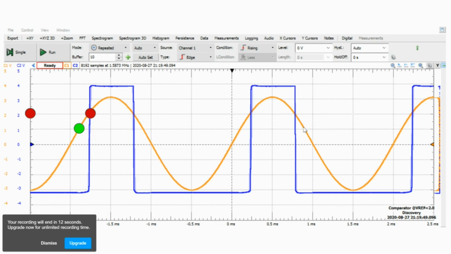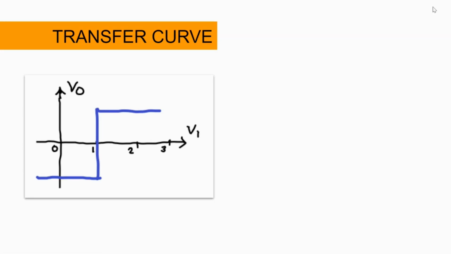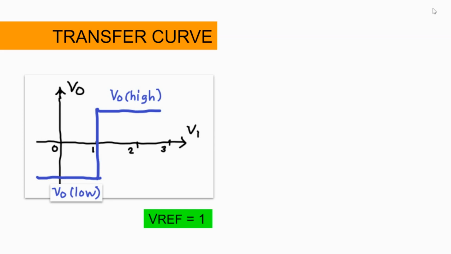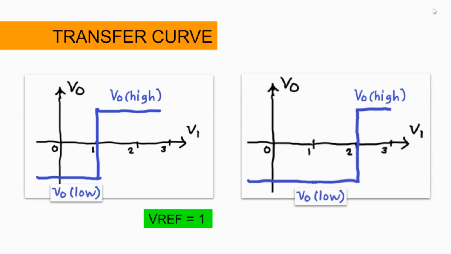Now instead of waveforms, another way of representing the comparator is by showing its transfer curve. Here the vertical axis represents Vout, while the horizontal axis represents the input. In the left graph, we see that Vout is Vout low when Vin is less than 1 volt, and it is Vout high whenever Vin is greater than 1 volt. In either case, 1 volt is the reference voltage that is connected at the inverting terminal. The graph on the right is similar, except that the transition happens at Vref equals 2 volts.